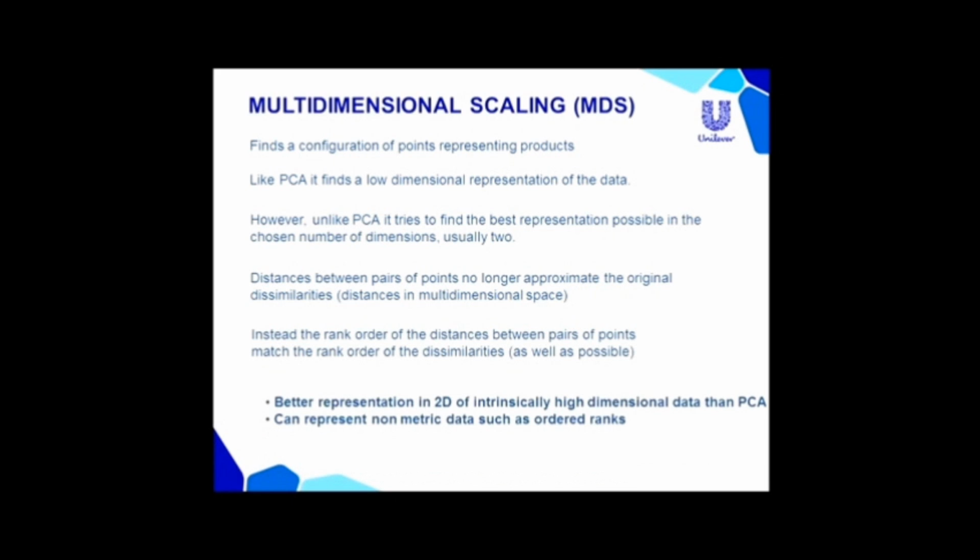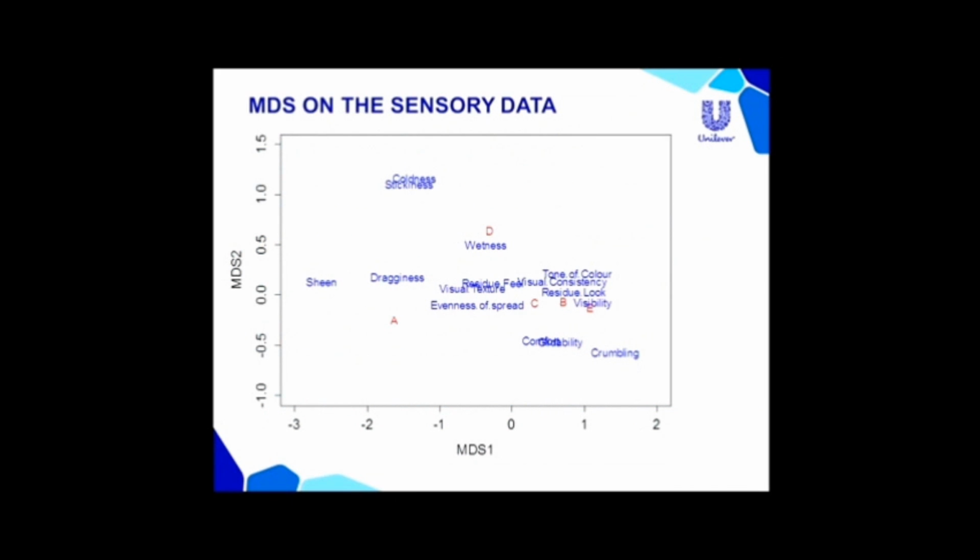So you get a better representation in 2D of intrinsically higher dimensional data, and you can represent non-metric data such as ordered ranks, which you can't do with a principal component analysis. So this is the same data again, but using a non-metric multidimensional scaling. Non-metric meaning that the similarity between the products, so it's the products that we're really mapping, the distances don't have to be a metric distance. So it could be some kind of ranking or some other type of distance.